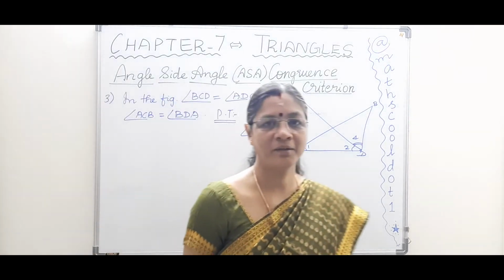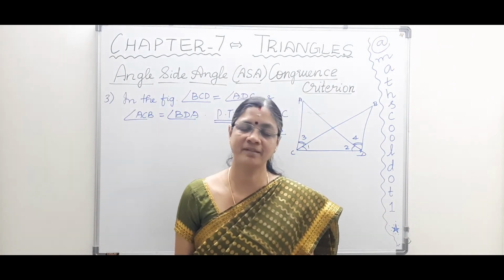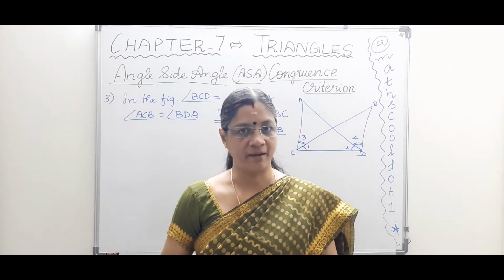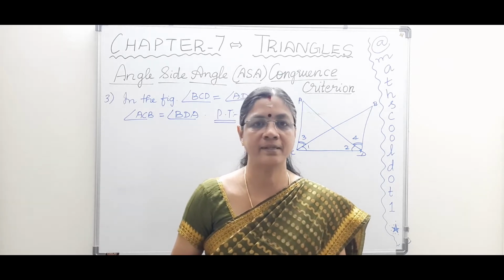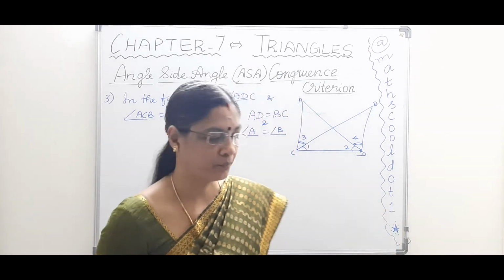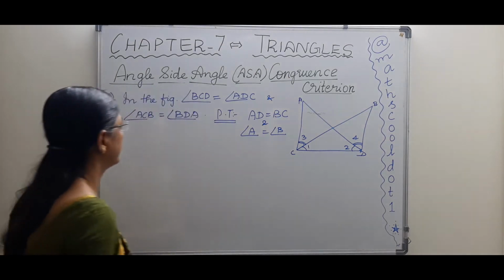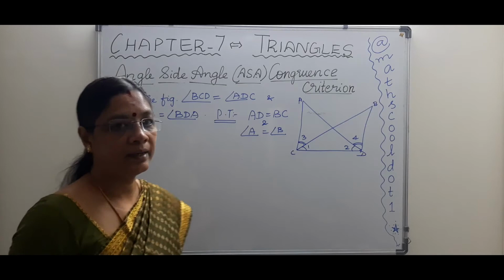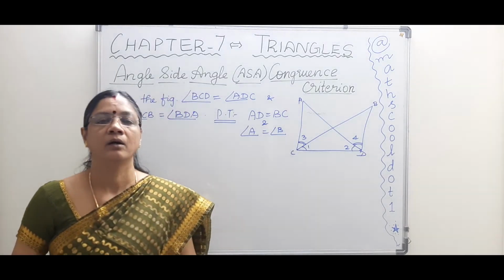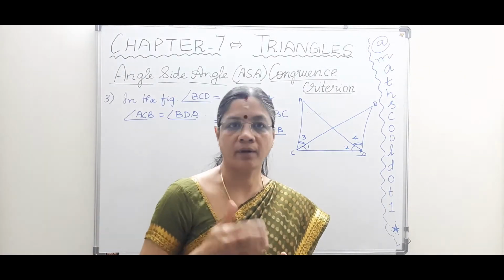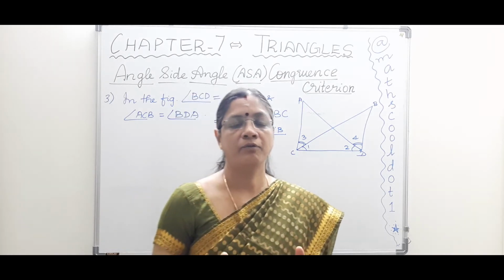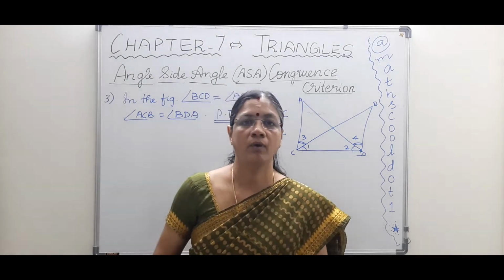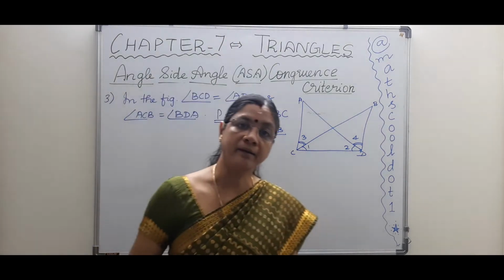Hello all, welcome to this session of class 9 mathematics and I am Anu from MathSchool.1. We are seeing angle side angle criterion and we'll see the third sum in this row. Okay, so today's sum is in the figure angle BCD is equal to angle ADC. Actually, we are going by each criterion, right? So first we did SAS criterion, then we are doing ASA criterion. Okay, that is angle side angle criterion.